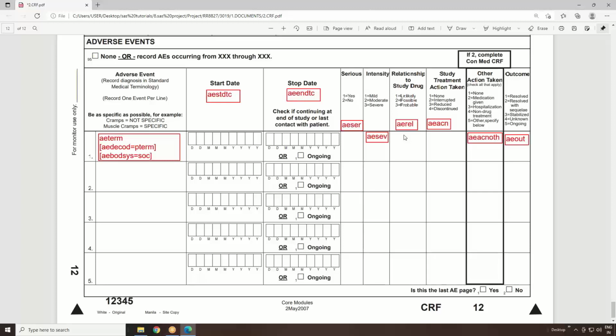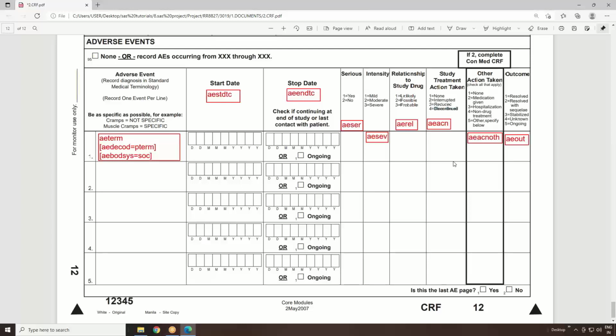What action has been taken after getting this particular adverse event? None, no action taken, or maybe interrupted. Sometimes they stop giving the dosage to the person, so you can get that information as dose interrupted, or maybe reduced. Maybe they were initially giving 450 mg, and now they reduce it to 150 mg, because the person is getting a lot of side effects. Or else the fourth one: the person is getting a lot of side effects, so the doctor has decided to discontinue this particular person from the clinical trial. So which one have they selected? This is all per patient, per visit.